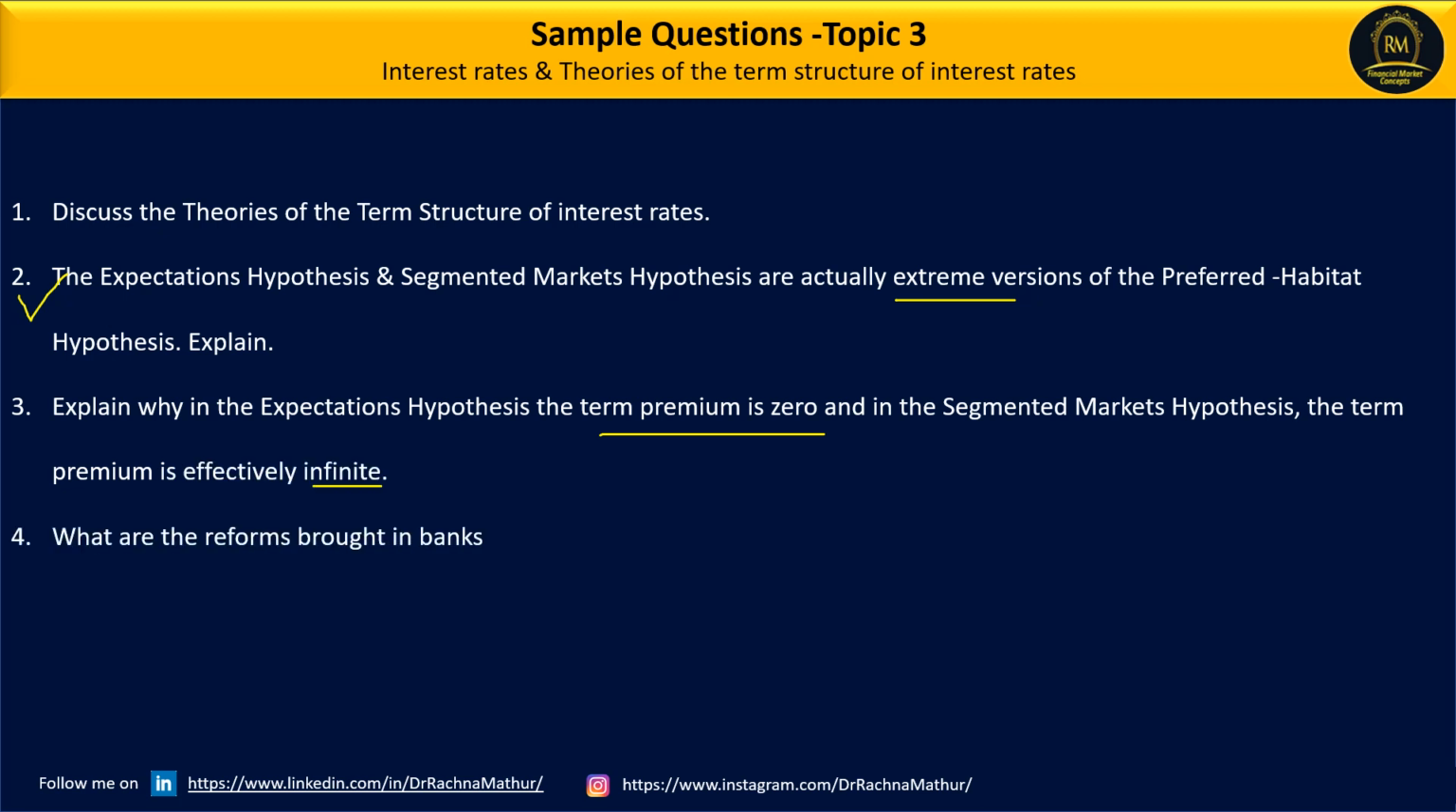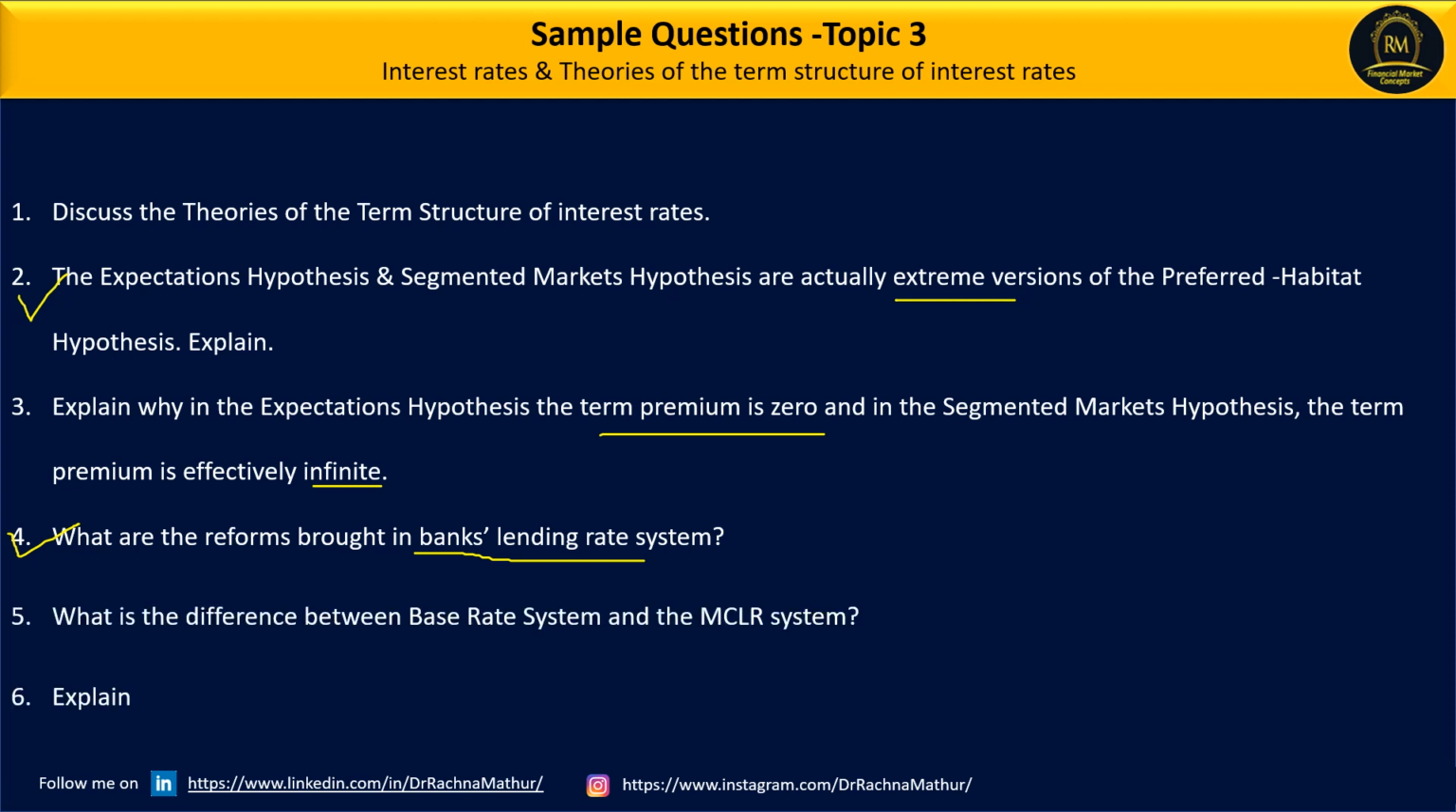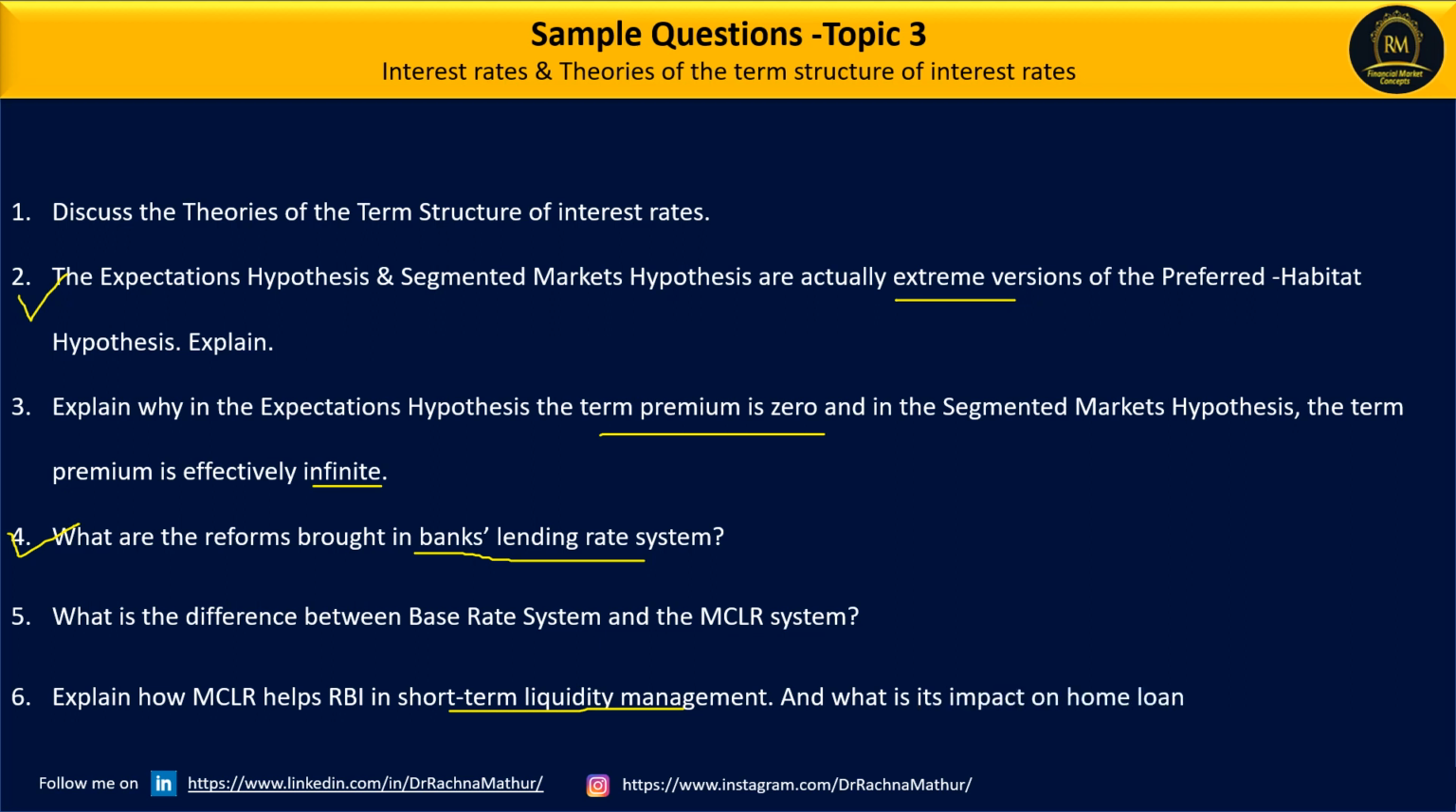What are the reforms brought in the banks' lending rate system? So this is related to the MCLR. What is the difference between the base rate system and the MCLR system? Explain how MCLR helps RBI in short-term liquidity management and what its impact is on home loans. So in the given scenario, RBI is managing short-term liquidity by changing the repo and reverse repo rates, and that is related to MCLR, the marginal cost of funds based lending rate of banks. So we can expect questions from this topic.